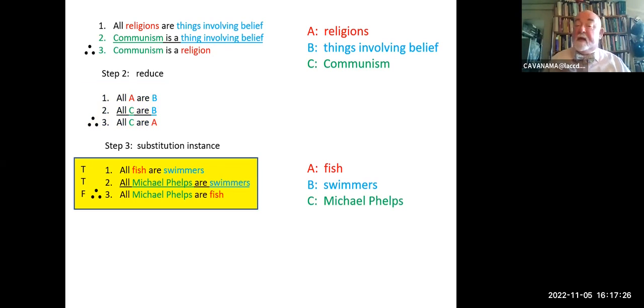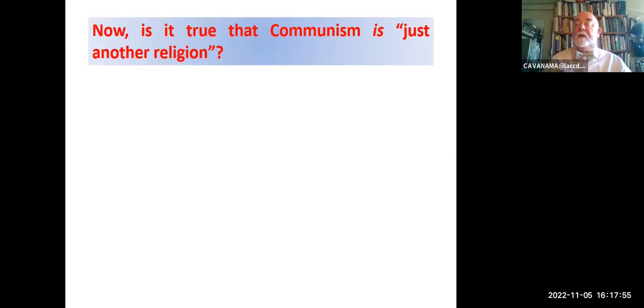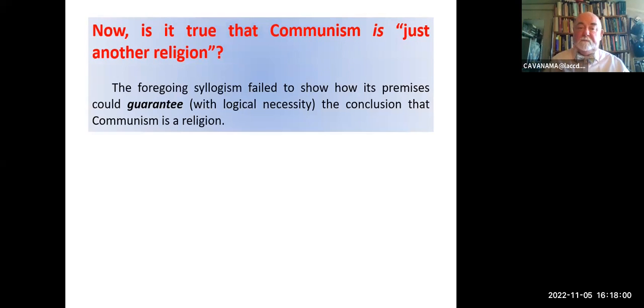Now we do our dogs and cats substitution instance, and we get the Michael Phelps example again. Here's your same form with content plugged in. True premises, false conclusion. So what do we conclude? Well, it's an invalid form. It's an invalid form in the case of Michael Phelps. So the very skeletal form itself is invalid, and therefore any instantiation of that skeletal form in the case of religion and communism is also an invalid form of reasoning.